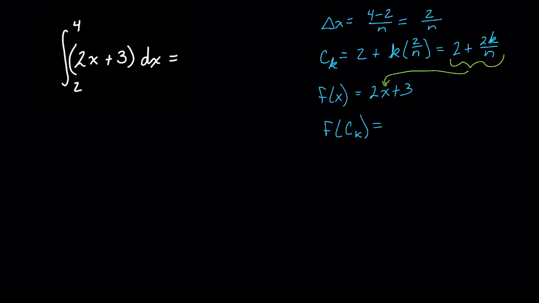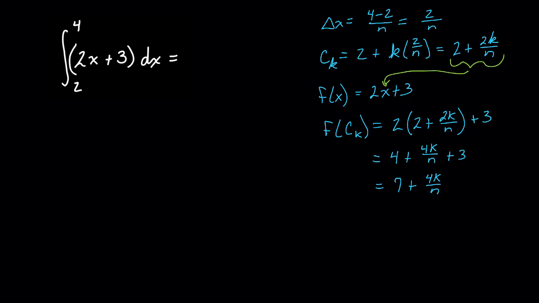So what we're going to have now is going to be 2 times 2 plus 2k over n plus 3, which we could simplify a little bit. This would be 4 plus 4k over n plus 3, which would actually become 7 plus 4k over n.